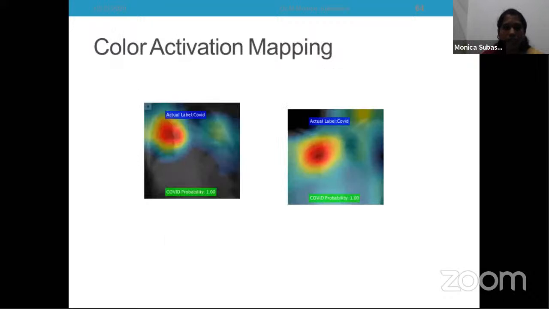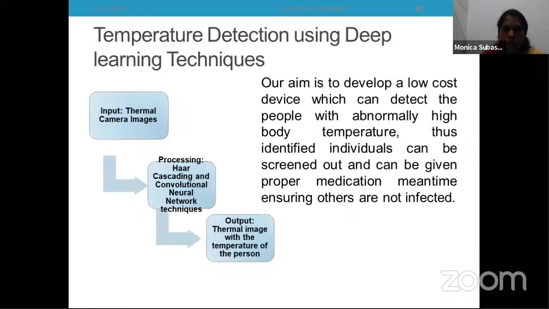Then there is another technique, color activation mapping. Based on this color activation mapping also, we can find out the probability of COVID occurrence. Next application, this is also my project. I'm just working on this: temperature detection using deep learning techniques.